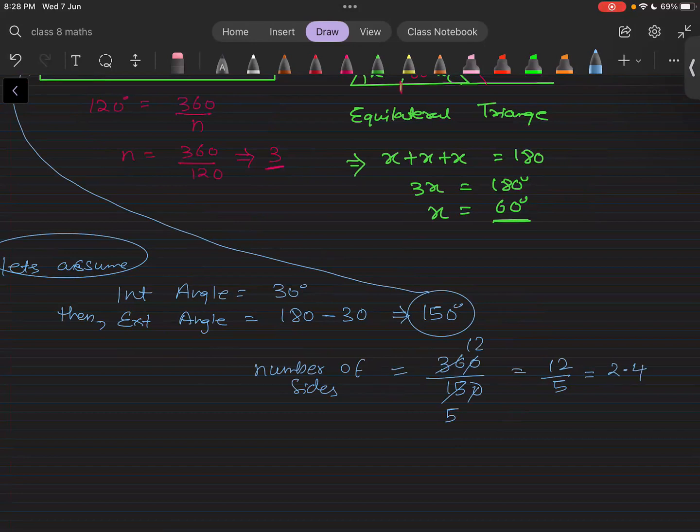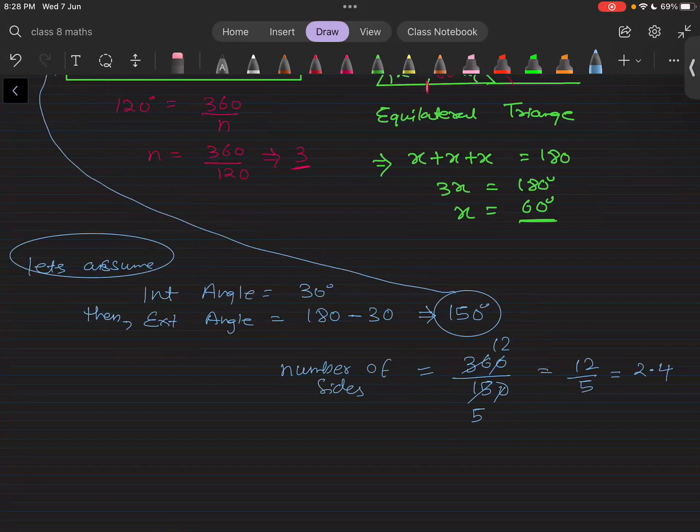So you see, can the number of sides be possible in a fractional value? Can the number of sides be a fraction? Can it be 2.4 or 12 upon 5? You guys tell me. I'm saying that if I assume the interior angle as 30 degrees, then I found out that the number of sides is 2.4. But does this value make any sense here? No, sir. What about you, Ahmed?